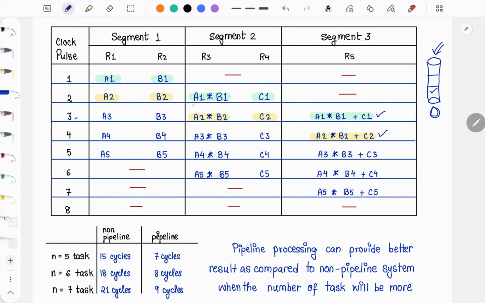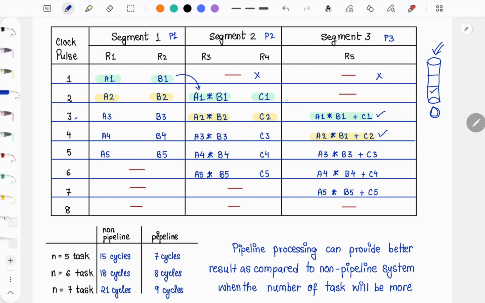So this is the thing which we can see: assume segment 1 as person 1, this is person 2, and this is person 3. So when person 1 first finishes the task, at that time P2 and P3 are sitting idle, they are doing nothing. Now when person 2 is performing this operation which has been passed on from person 1, at that time person 1 will take up the next iteration, which is 2. A2 and B2 are being stored in R1 and R2.